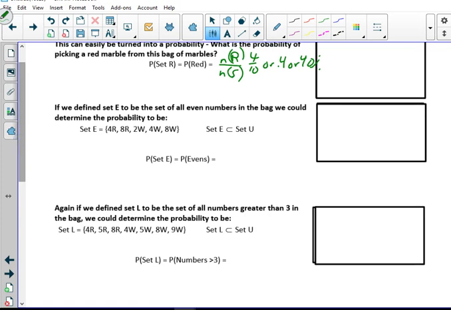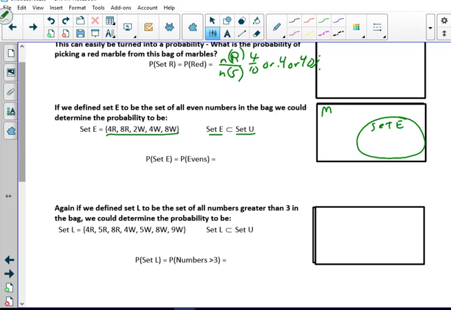Now, if we define set E to be the set of all even numbers in the bag, we can determine the probability. These are right here, some red, some white. But we're going to use set E as a subset of set U. So again, we say marbles. Okay, we're going to say set E here.